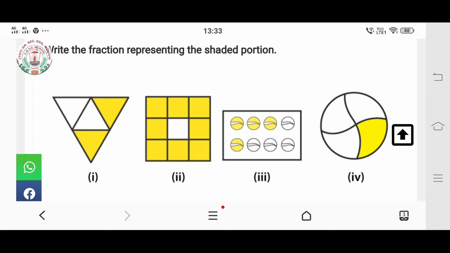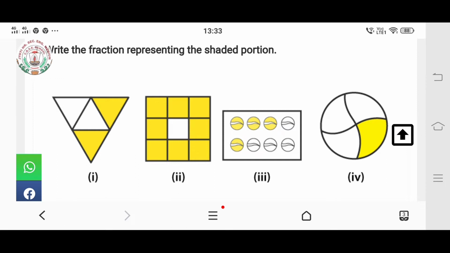Next figure, one big ball is given. In that it is divided into 4 parts. All the parts have the same kind of shape, and you can say similar size also. So total how many parts are there? 4 parts are there. And out of that, how many parts are shaded? 1 part is shaded. So the fraction will be 1 by 4. In this way we are writing. So how we write the shaded portion fraction, that you have understood.